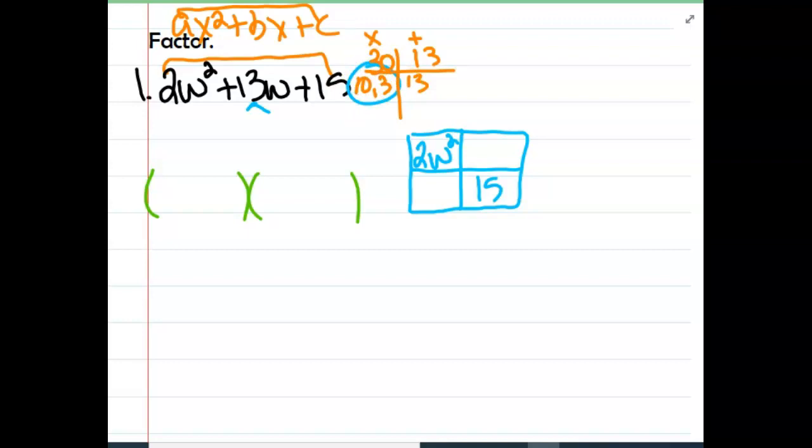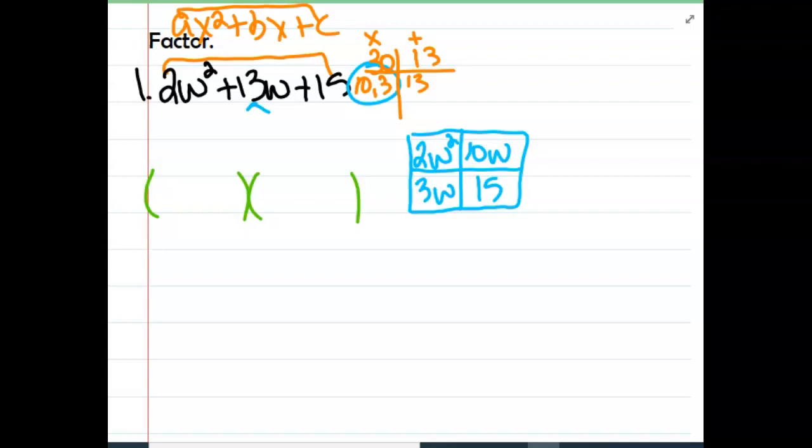Now here's probably the biggest mistake I see with the box method. You're not going to put 10 and 3 in there, because if I do 10 and 3, that doesn't give me 13w. I need to do 10w and 3w. That will combine to give me that answer.